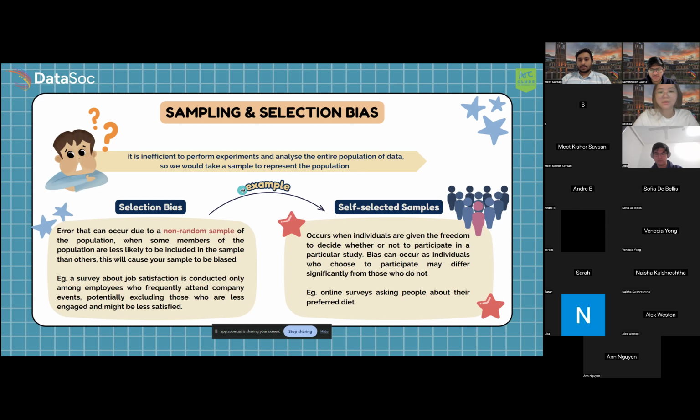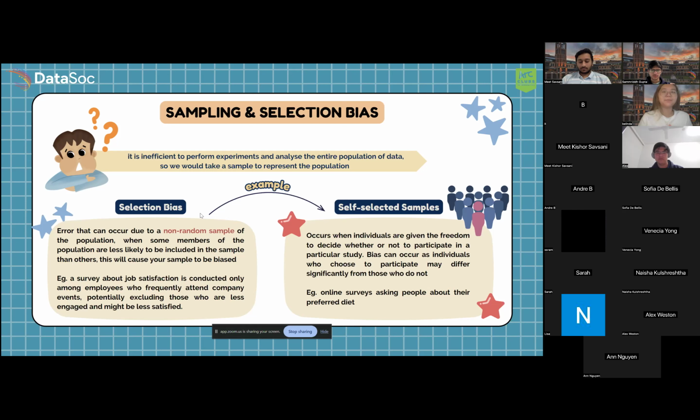I'll read out what selection bias is first. Selection bias is an error that can occur due to a non-random sample of the population, when some members of the population are less likely to be included in the sample than others. This will cause your sample to be biased. For example, a survey about job satisfaction is conducted only among employees who frequently attend company events, potentially excluding those who are less engaged and might be less satisfied.